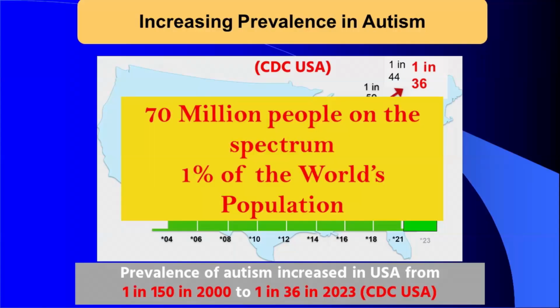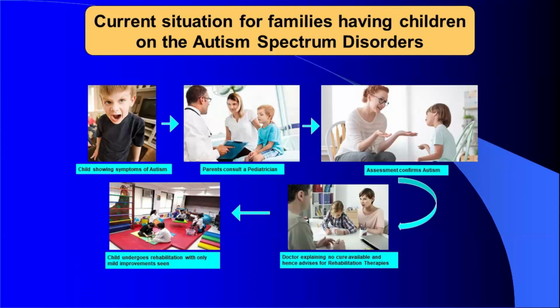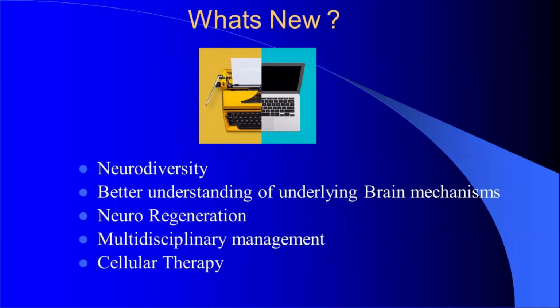There are about 70 million kids on the planet. That's 1% of the world's population. It's like a huge percentage of people. So the current situation is that you have a child who has some symptoms, the parents notice, you go to the doctor, therapist, get a diagnosis, and they say what you can do is therapy. You start the therapy and you're back to where you were.